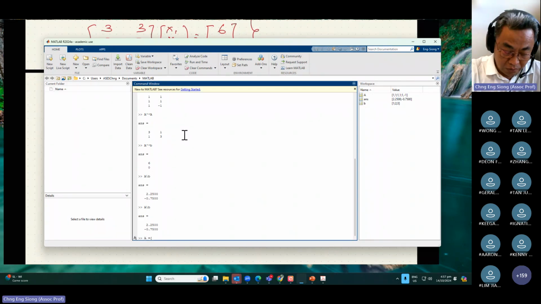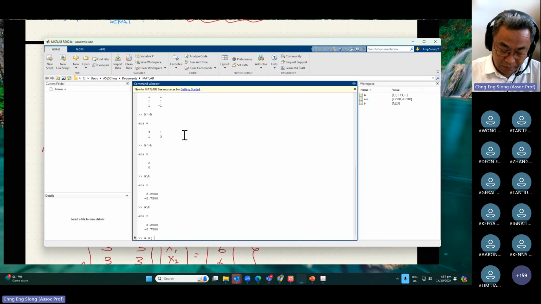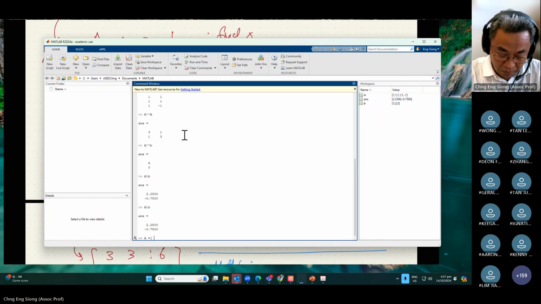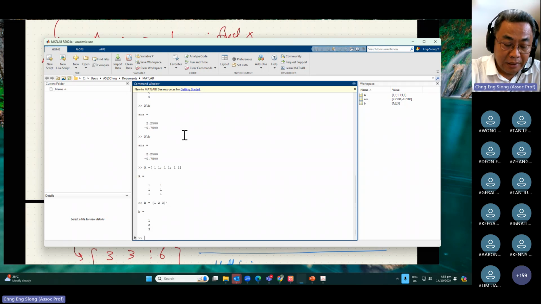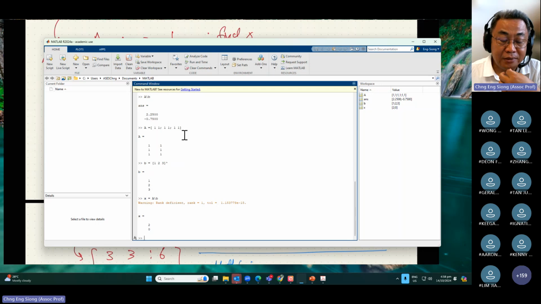A equals, what's my A again? 1, 1, 1, 1, 1, 1. That's my A. b equals 1, 2, 3 transposed. And x equals, what do you think I will write? It is actually A backslash b, which gives you the least squares solution. 2, 0. Okay, so that's my answer.